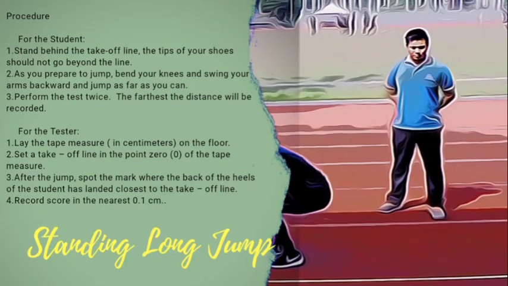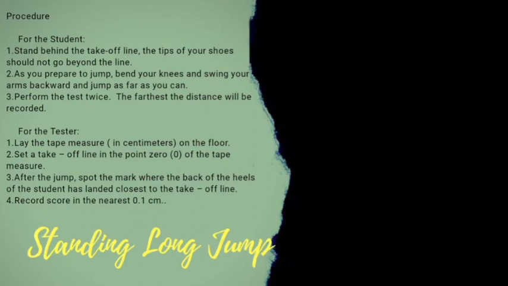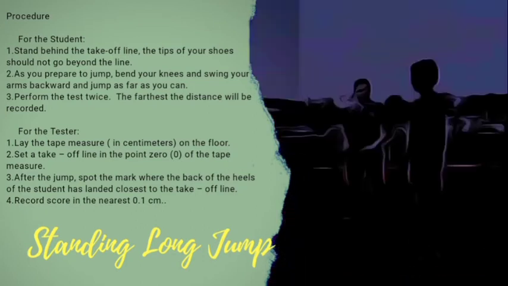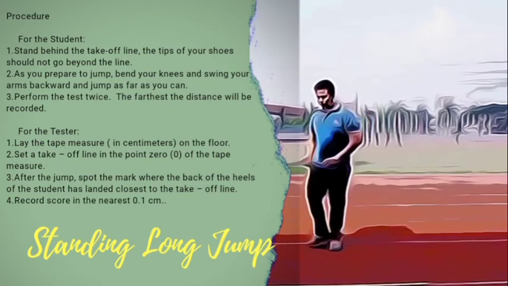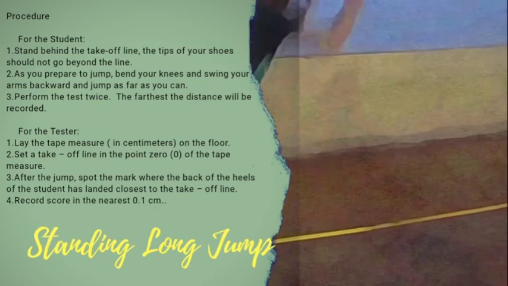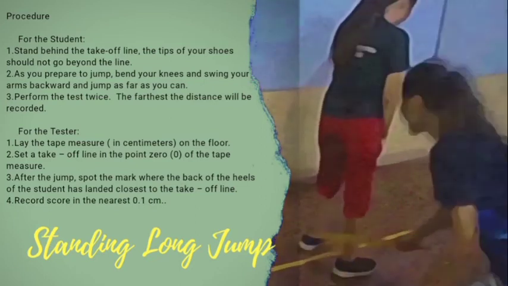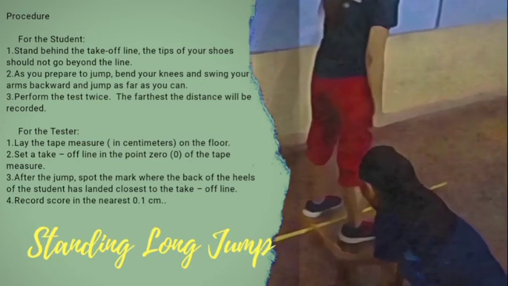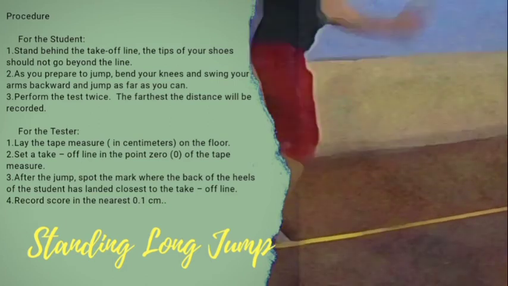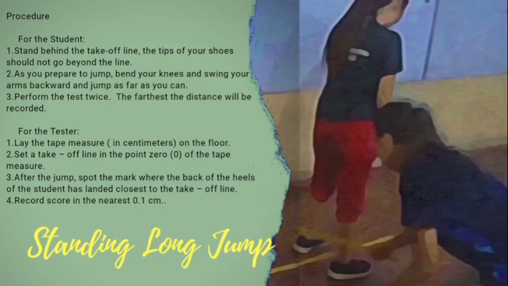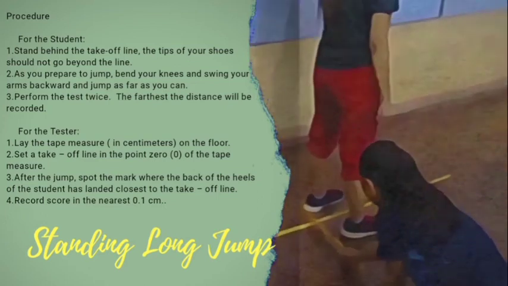Perform the test twice in succession. For the partner, place 0 point of the tape measure at the take-off line. After the jump, spot the mark where the back of the heel of either foot of the performer has landed nearest to the take-off line. Record the distance of the 2 trials.